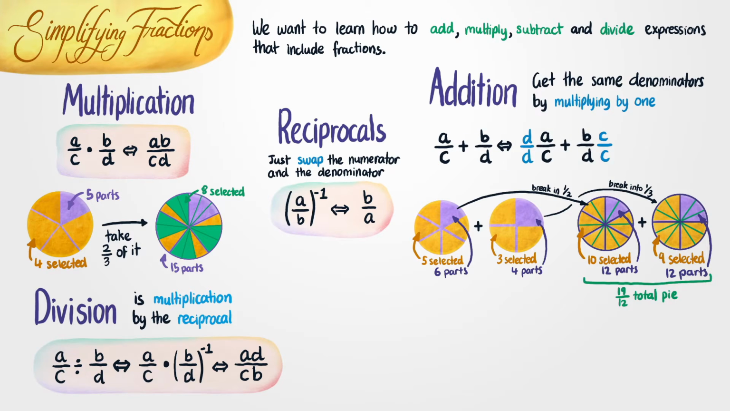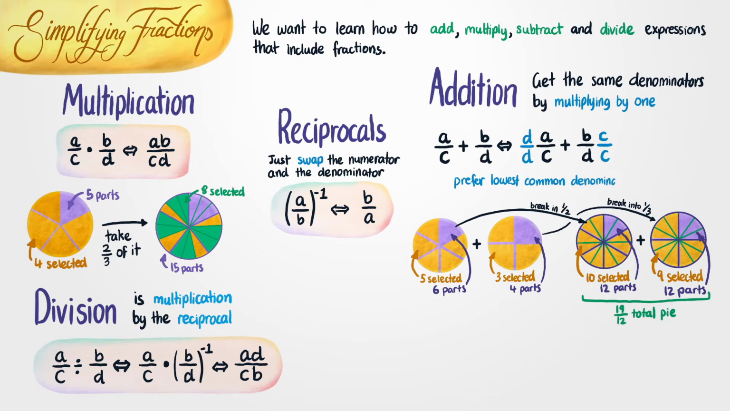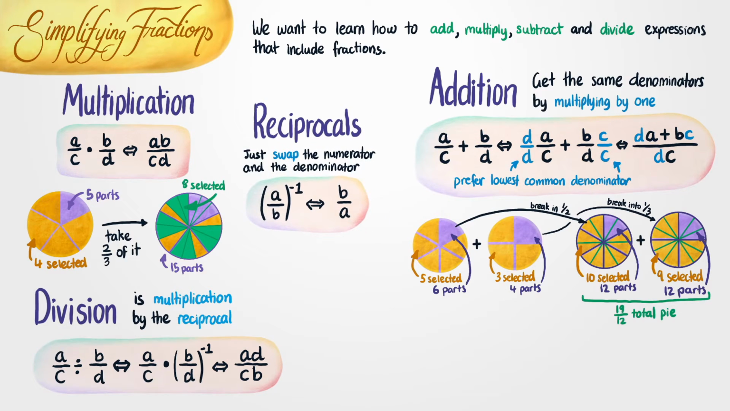Now despite the fact that I did multiply by D on D and C on C, I will always prefer to use the lowest common denominator if I can. But at either rate, because we know the denominator here is D times C, and the denominator here is also D times C, we can just write this all over a common denominator. So now we have a simple method we can follow to add two fractions.